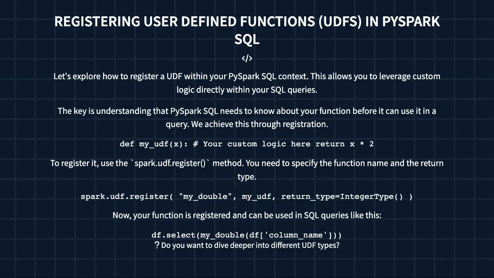You do this using spark.udf.register. You provide a name for your function and, most importantly, what type of data it returns. It's crucial to define these things correctly.